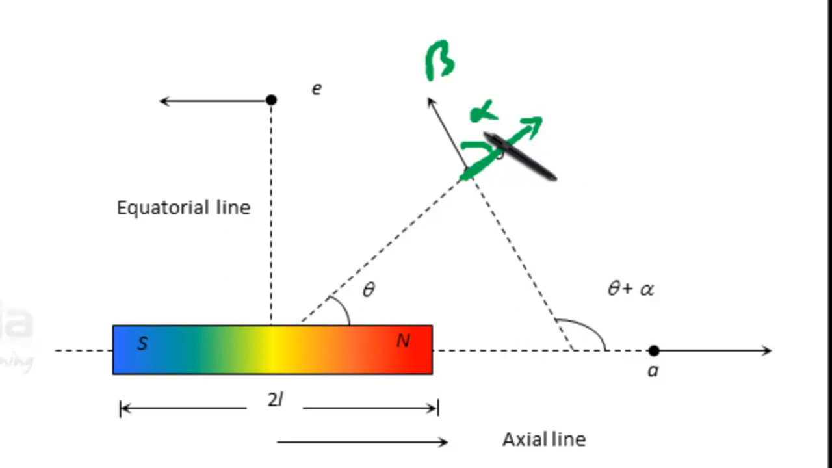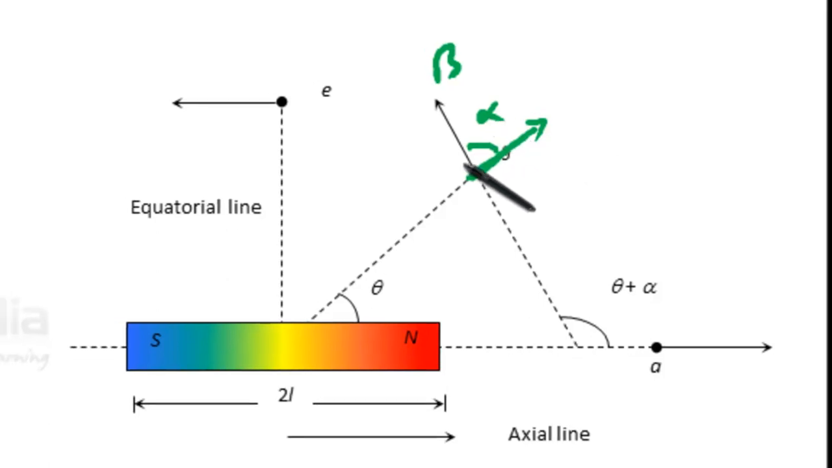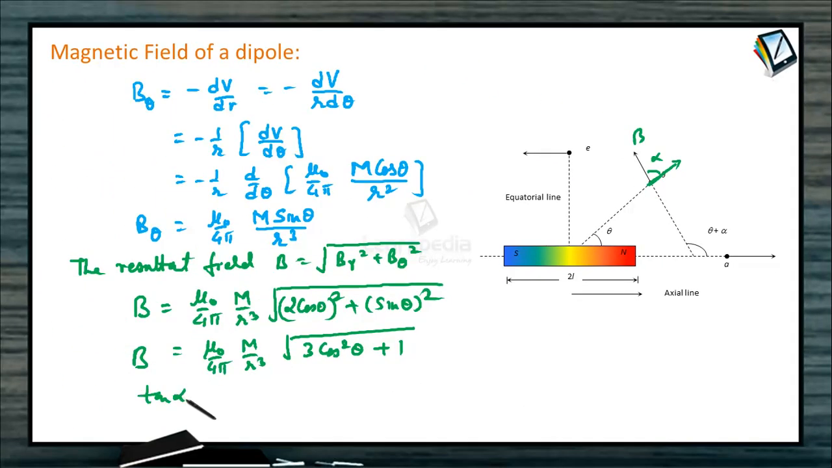So what will be tan alpha? Tan alpha, to give the direction, is B theta by BR. So we have to substitute B theta by BR. B theta is mu naught by 4 pi m sin theta by r cube. BR will be mu naught by 4 pi 2m cos theta by r cube. So we are left with tan theta by 2.